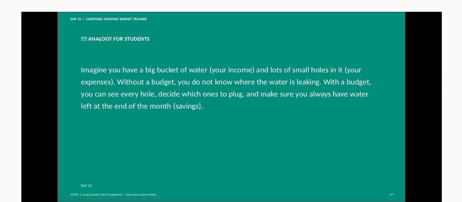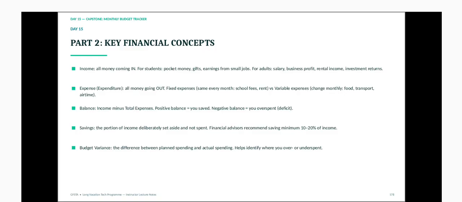Now let's talk about key financial concepts. The income, that is what comes in for you. For students, we have pocket money, gifts, earnings from a small job. For adults, you have salary as income, business profit, rental income for those that have a property that they rent out, investment returns on savings, on treasury bills, on a mutual fund, and so on and so forth.